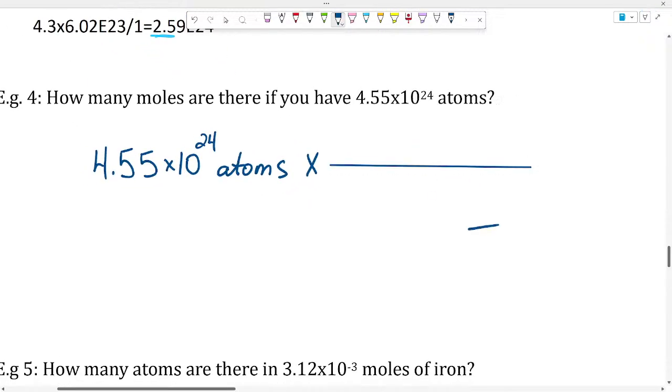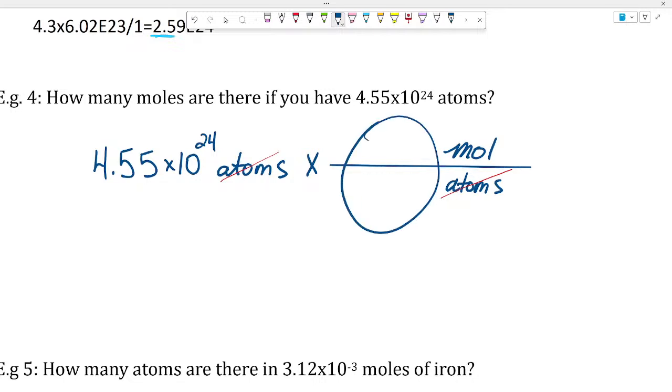What unit are we trying to get rid of, and where do we put it? On the bottom. What unit do we want to use instead in this case? Moles, right? So we put that on the top. Already we know that atoms will cancel with atoms and it'll leave us with moles, but this number needs to be true. And again, what I like about this is if you screw it up, just say it out loud. Watch this. Don't write this. Look at me.